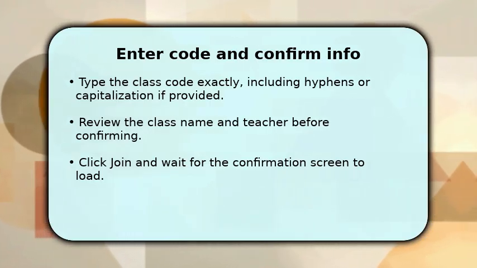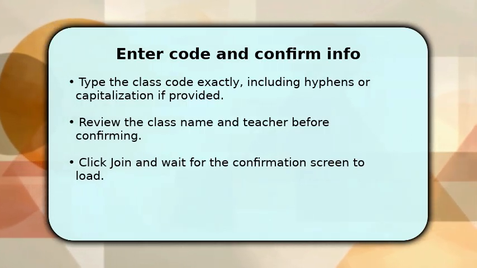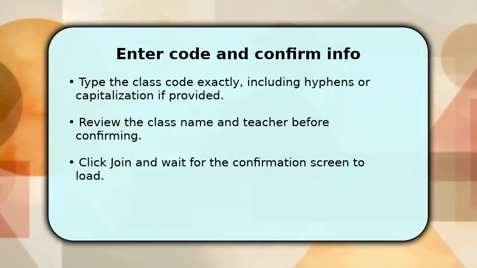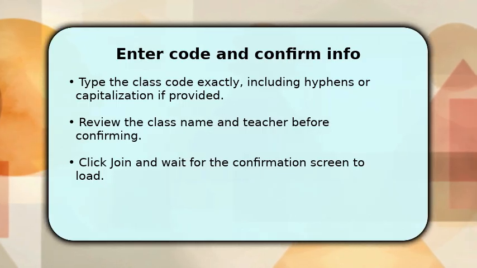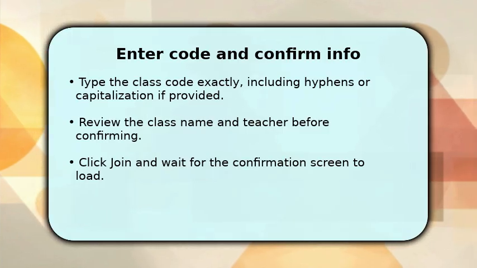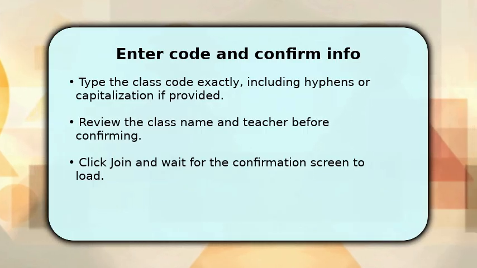After you enter the code, Classroom shows the class name and teacher. Pause to verify it matches what you expect. Then select Join to send your request or directly enter the class if open. Wait for the confirmation screen and any welcome message. If you're joining multiple classes, repeat these steps for each code to keep things organized.